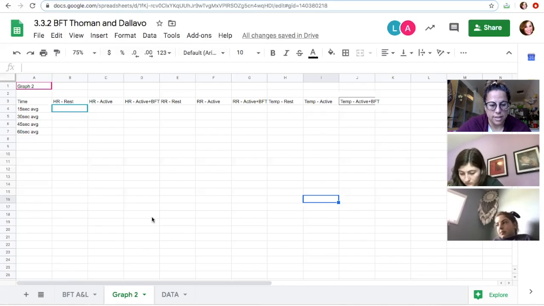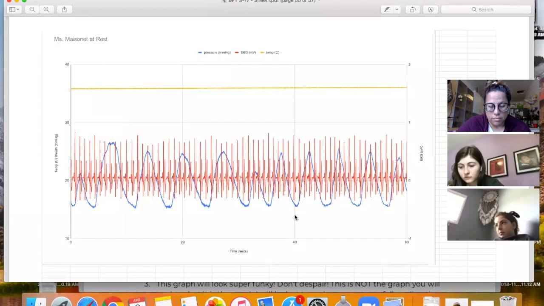Okay. So let's just start with heart rate, because that's pretty easy. If I want to know what my heart rate was at rest for the first 15 seconds, I'm going to go back over to this chart. I know that this one is at rest. You can see this, right? Yes. I'm going to say, okay, look at my x-axis down here. 15 seconds is somewhere around here. Agreed? Yes. So basically, I need to count how many heartbeats I had in the first 15 seconds. And that's the red.